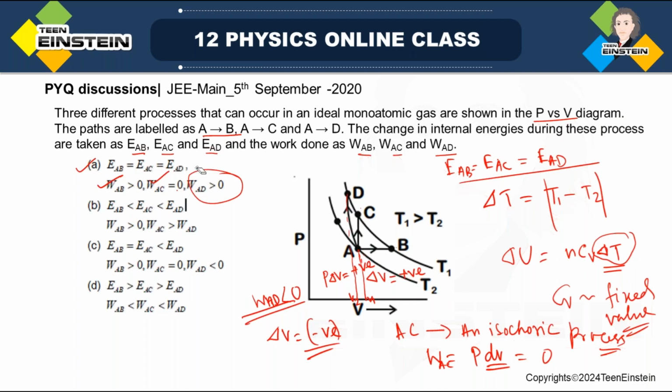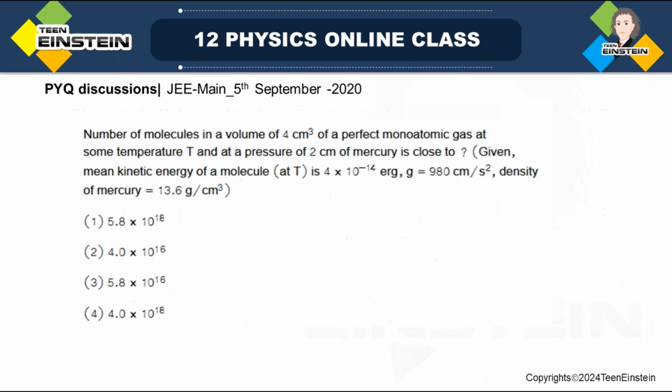All right. Let us go to the next problem. This problem says: the number of molecules in a volume of 4 centimeter cube of a perfect monoatomic gas at some temperature T, at a pressure of 2 centimeter of Hg, is close to.